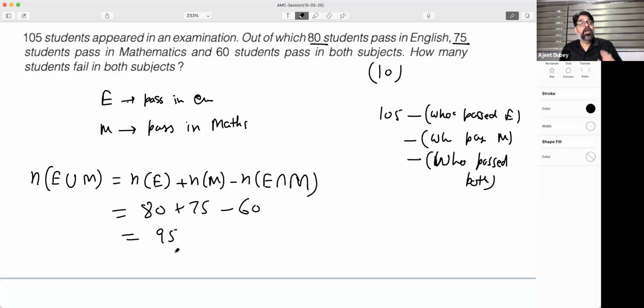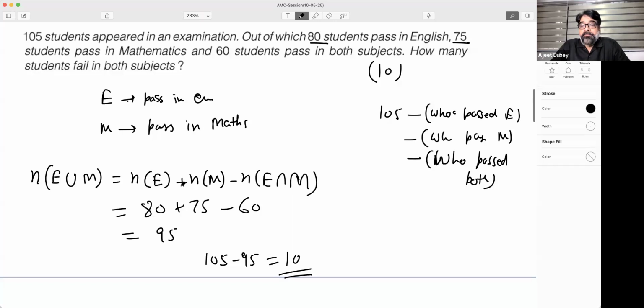95 students are there who pass in English or in mathematics or both. And I don't want any one of them. So out of 105, 95 at least pass in one subject. So the total balance will be 105 minus 95, which is equal to 10. So 10 students are there who pass none of them. I'm sure it's clear to everyone.